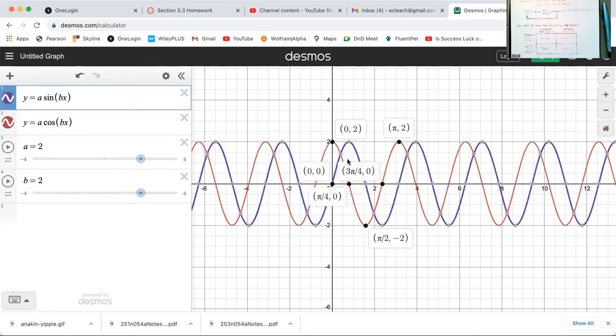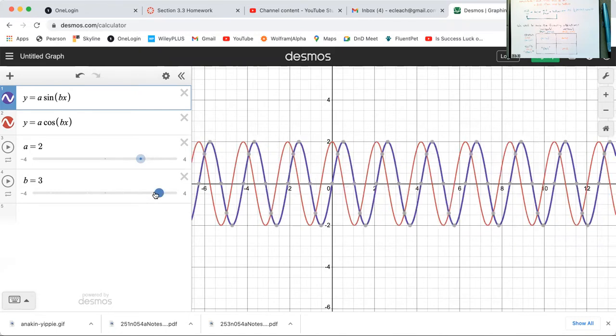Same thing on sine. It's going to get very messy if I try to put it all on there. But here are the 5 points of one cycle of sine. The start is still at 0, the period is dropped down to pi, but the middle is still 0 and the amplitude is still 2. If I increase b to a 3, now the period is even shorter.